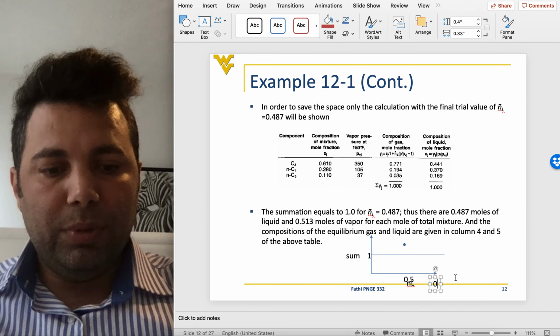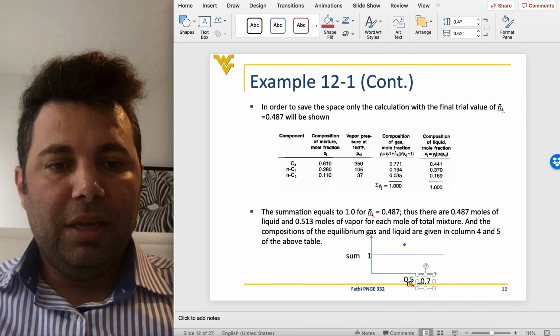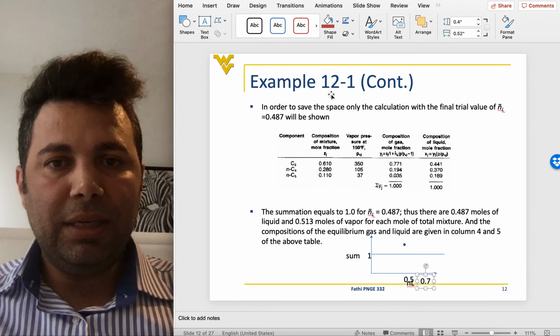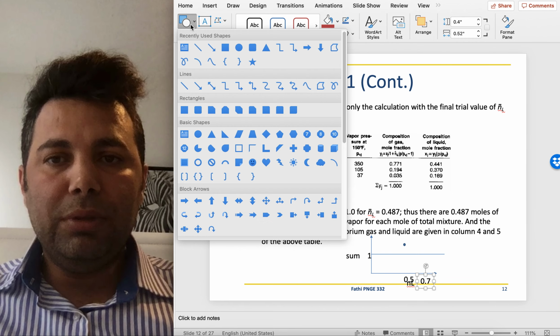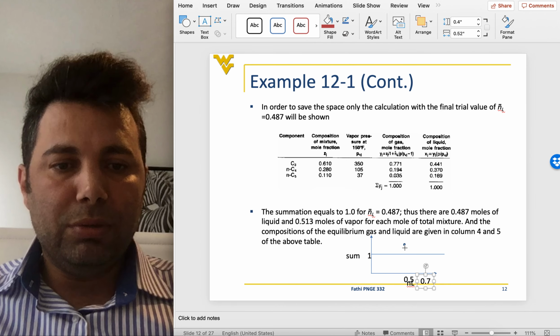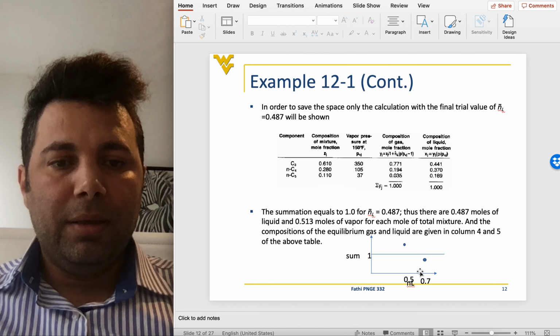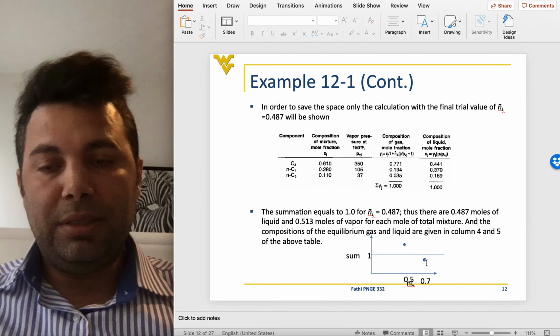Let's say I guess another value, and that's 0.7. If I assume 0.7, I can plot the 0.7 and L here and recalculate this ratio, and then I can calculate the summation. If I do that, let's say the summation turns out to be less than 1. Let's say it turns out to be 0.9. Okay? So at 0.5, my ratio is, let's say, 1.1. At 0.7, the ratio is, let's say, 0.9.